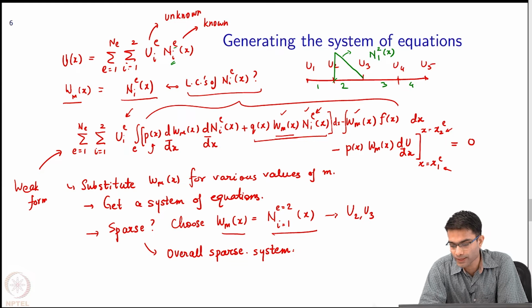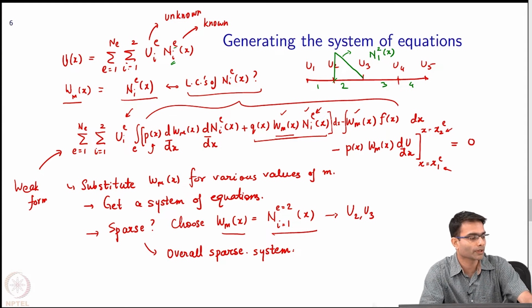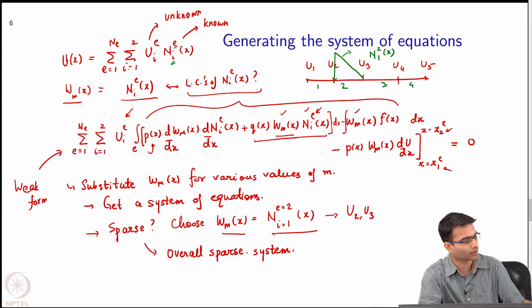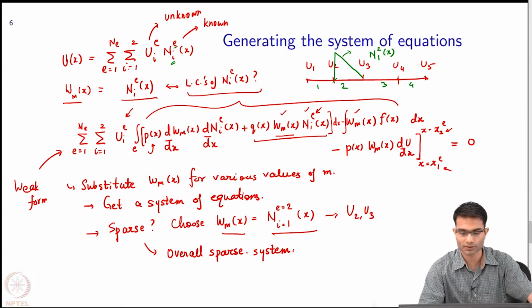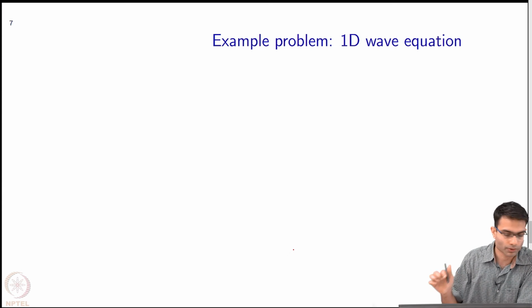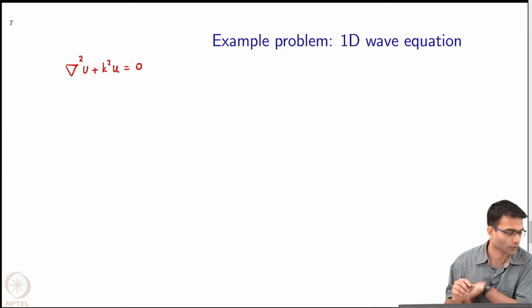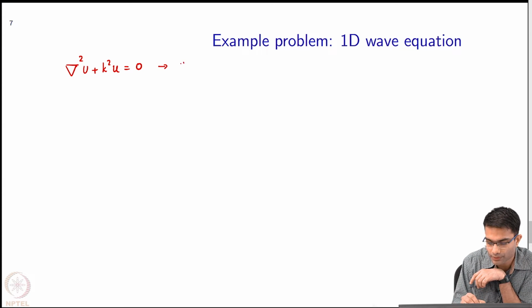So far what we have done is we've been writing this equation abstractly. So we'll take a quick look at a 1D problem. For this 1D problem, we'll take the wave equation. The wave equation we all know is simply del squared u plus k squared u is equal to 0. And this is a 1D equation.